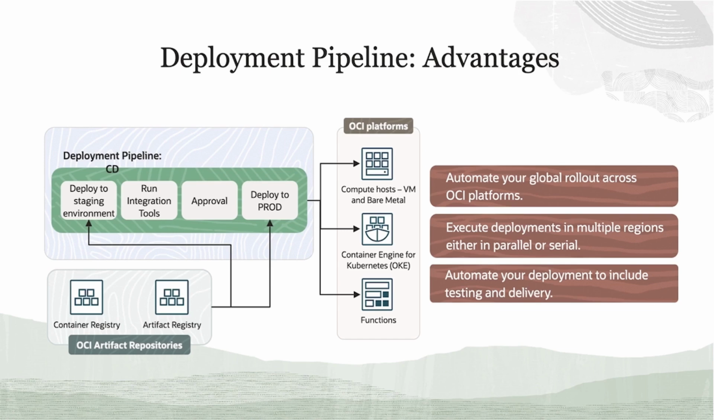In your deployment pipeline, you can fully automate your deployment to include testing and delivery to each of your environment, such as developer, testing, staging, and production, and automatically promote the release all the way up to production. You can also set up deployments that include manual approval stages for automation with manual checks.